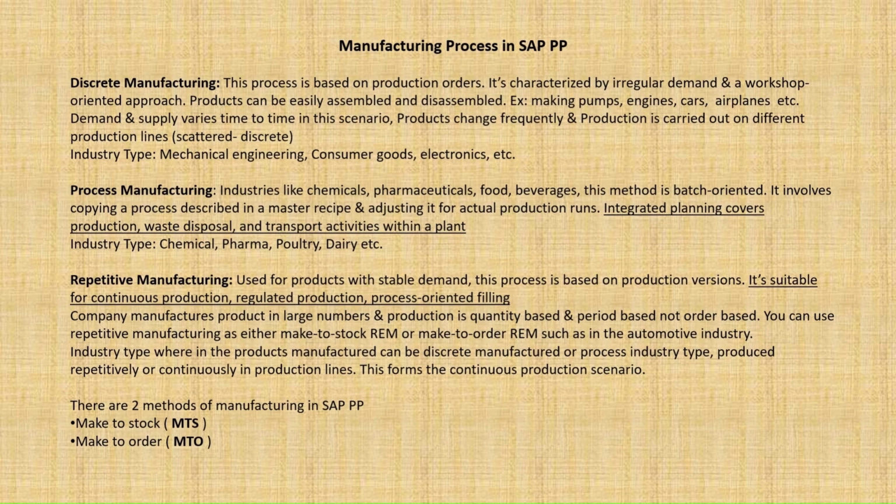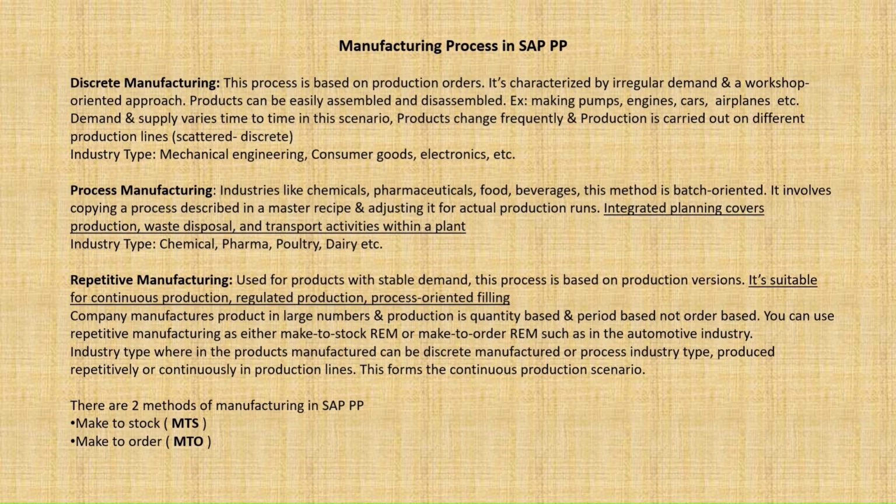SAP, when talking about the manufacturing process, has broadly classified it into 3 categories. One is discrete manufacturing, second is process manufacturing, and third is repetitive manufacturing. Discrete manufacturing means we are just assembling materials. The components are multiple, and we are assembling them, like making a car or mobile or aeroplane or engine. Here the different parts are just assembled and you get a finished product.